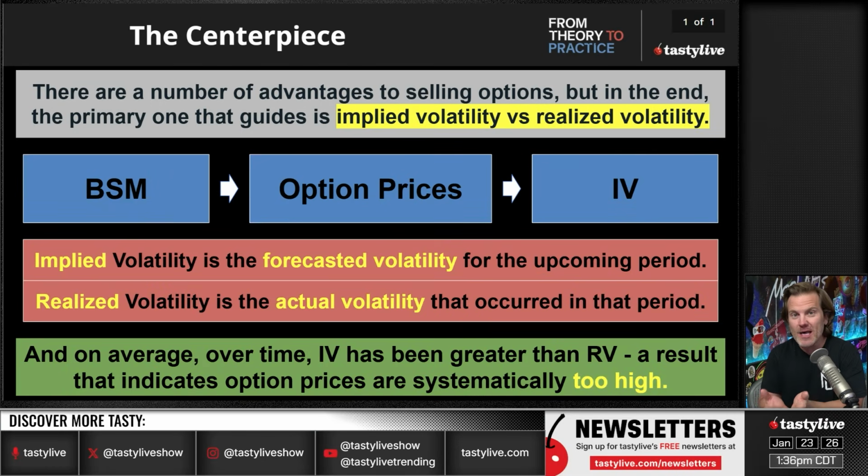As a foundational element for setting ourselves up for success, we like this trade, we like this relationship, and we want to take advantage of the simple fact that on average, implied volatility is greater than realized volatility. So that is why we sell options.